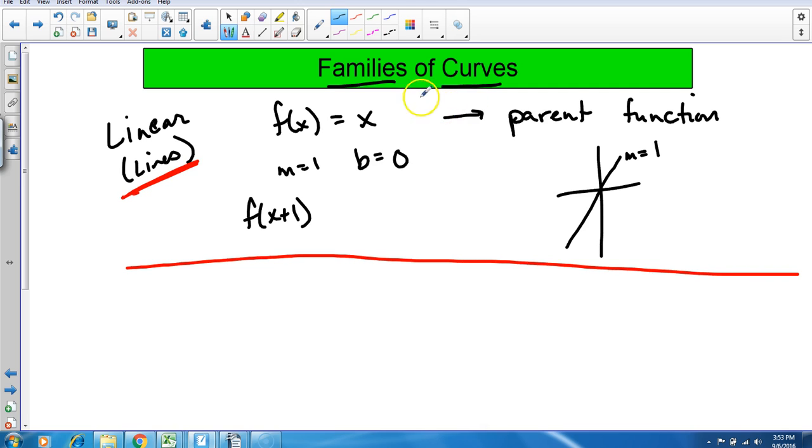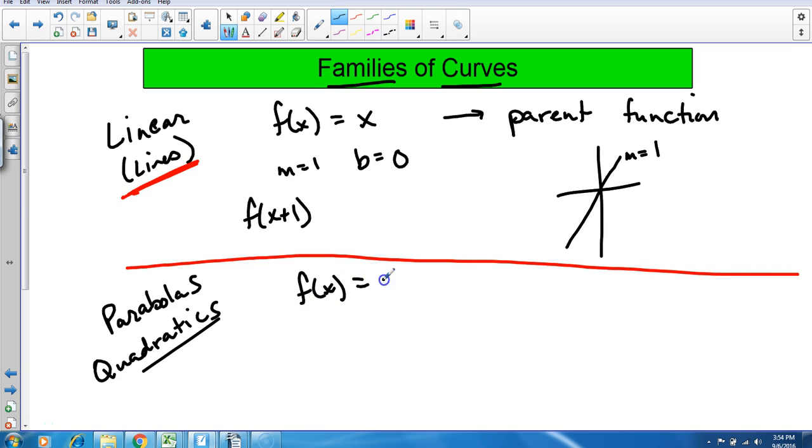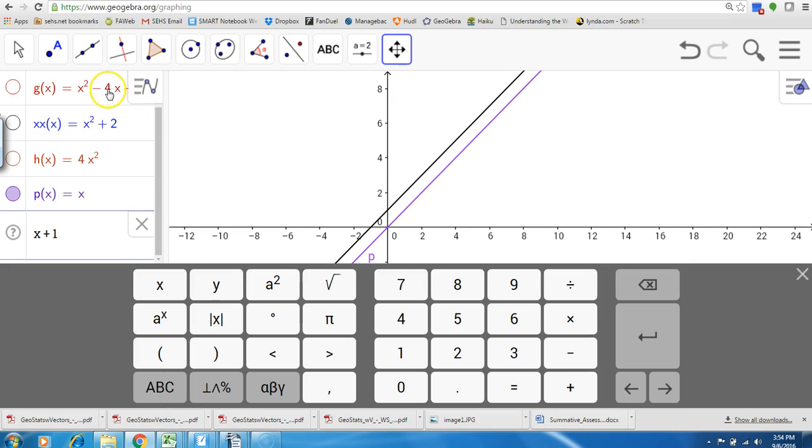All right, the next family of functions or family of curves are the parabolas or the quadratic. That's the one we just looked at. So we look at f of x equals x squared. This is the parent function. And we just mess around with a bunch of those graphs right there for that particular one.